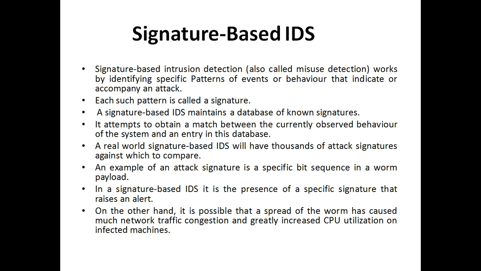So here in the signature-based IDS, the first thing is that the system needs to identify the specific patterns of events or behavior that indicate or accompany an attack. Once it identifies them, those signatures are stored in a database. Once they are stored in a database, the currently observed behavior of the system is matched with the entries in the database. As the database has thousands of signature entries, those are compared, and based on that it reports or raises an alarm.